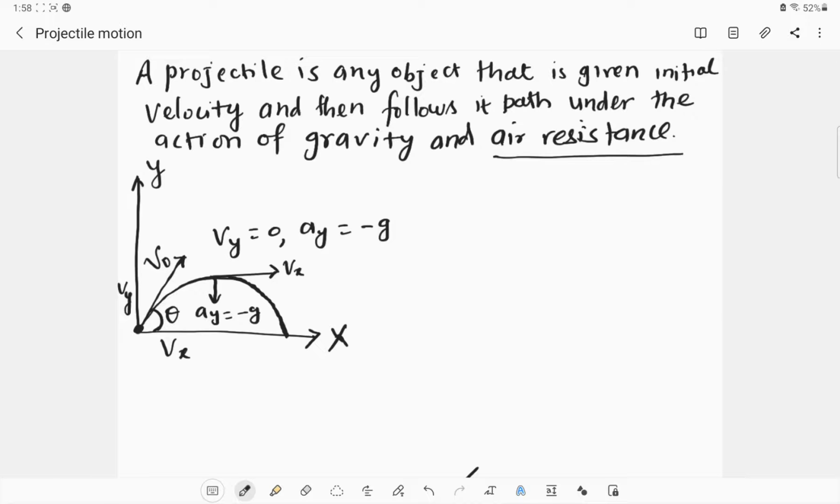The first thing to know is that the vertical acceleration of the projectile motion, which we denote by ay, will remain constant, and it is g. The horizontal velocity remains constant, so vx is constant, not zero.